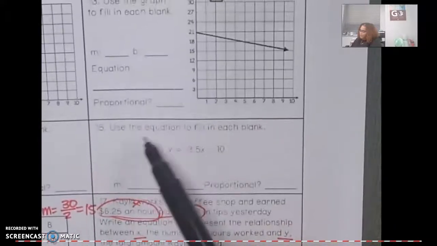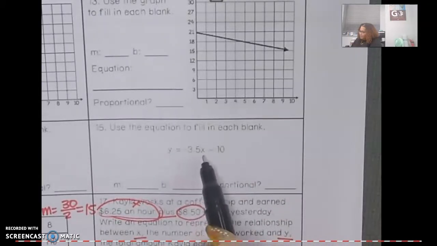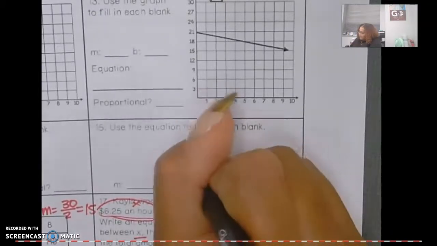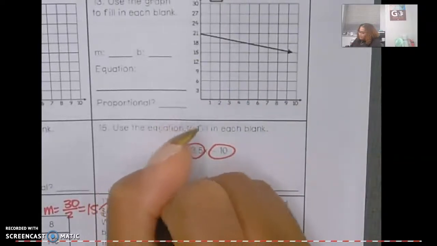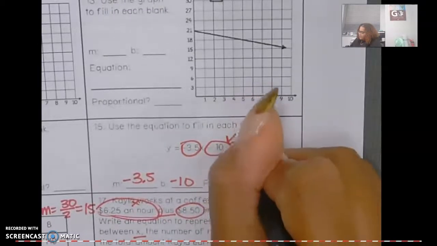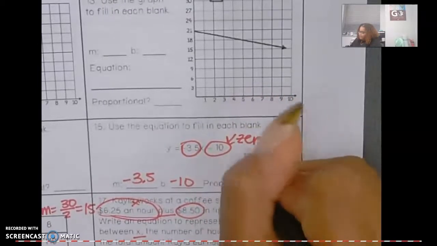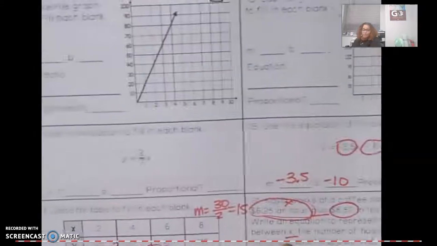All right, going up to 15. Use the equation to fill in each blank. Y equals negative 3.5x minus 10. This is my slope. This is my intercept. So it's negative 3.5 and negative 10. Is this proportional? Is this 0? If the answer to that is no, then this is not proportional.